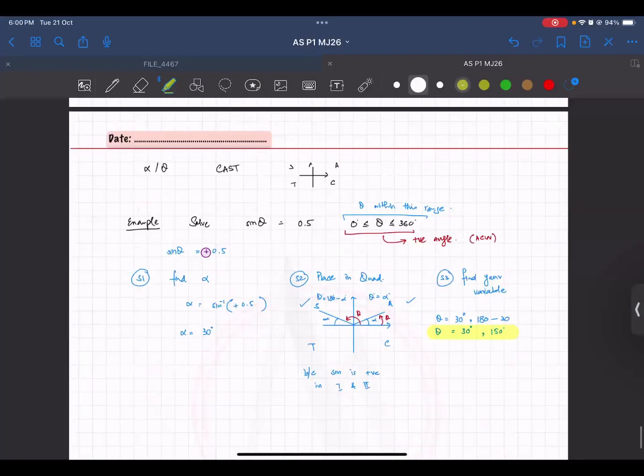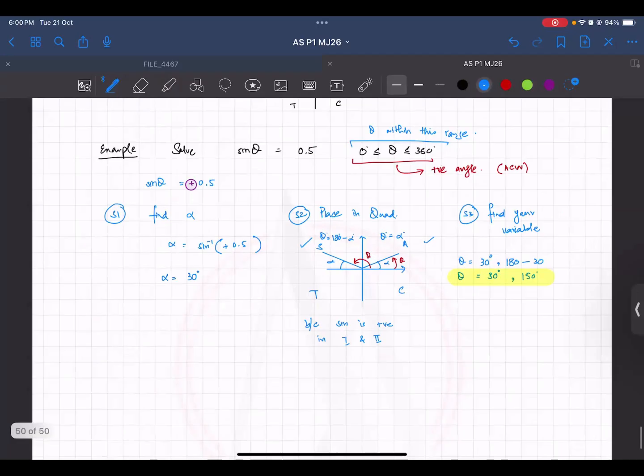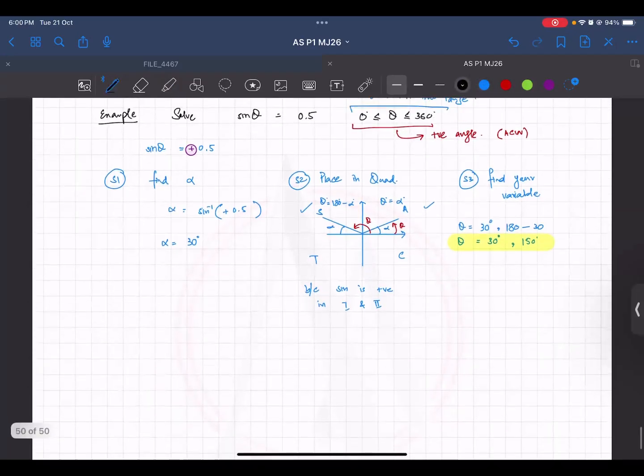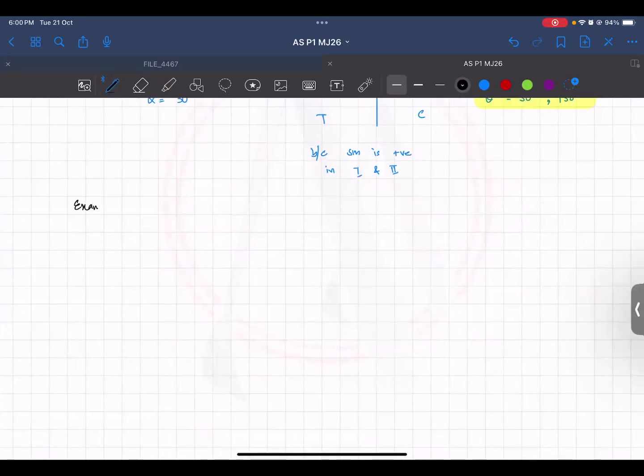Okay, this is a very simple, very generic question. I will do another one, then you can copy them both. Another example.